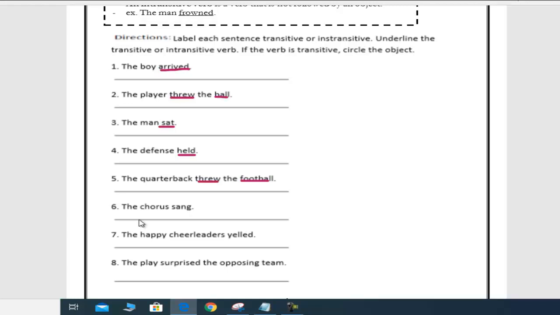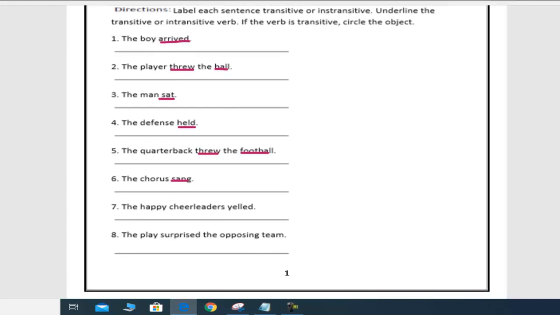The chorus sang. Sang is the verb. It's not followed by a direct object, so it is an intransitive verb. The happy cheerleaders yelled. Yelled is the verb. It's not followed by a direct object, so it is an intransitive verb. The player surprised the opposing team. Surprised is the verb. Whom did the player surprise? The team. So the team is the direct object. So the verb surprised is a transitive verb.